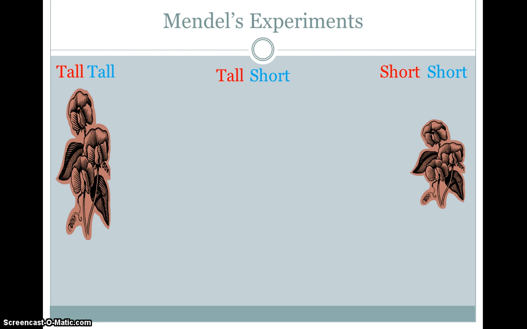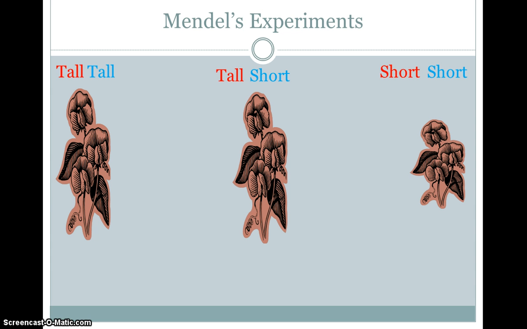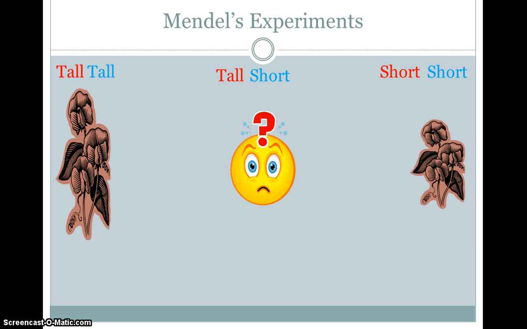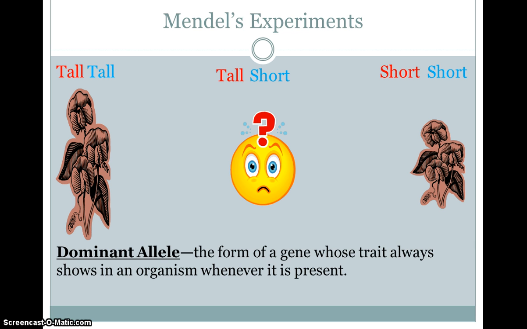So why is it that tall and short equals a tall plant? Well, it comes down to something known as a dominant allele. Now, the dominant allele is the form of a gene whose trait always shows in an organism whenever it is present. Now, we have a dominant allele here in the tall allele. That is the dominant allele. So since it is present in this organism, it will actually be a tall plant.